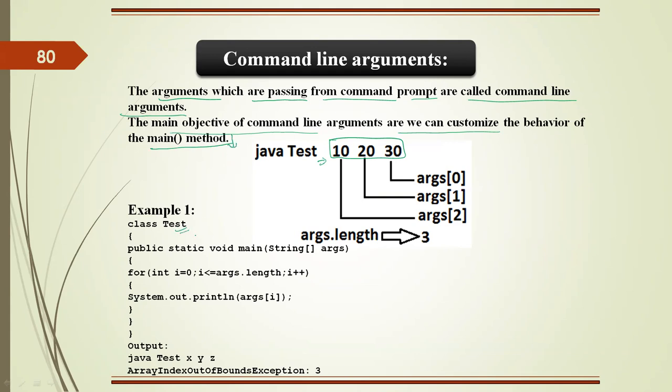So now this is our class. This is the main method argument. Here we take one for loop. The for loop starts with 0 and runs up to args.length. What is the size we are passing? Here we pass 3, so args.length is 3. It will execute 3 times. At position 0 it prints x, then we increase by 1, then like this it will print x, y, z.